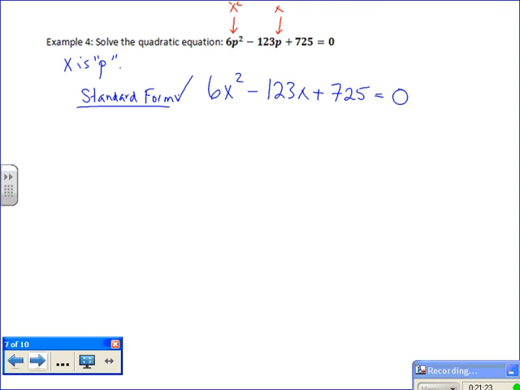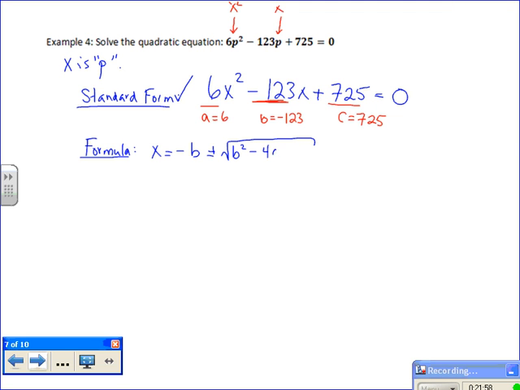And so again, I can figure out my a, b, and c value really quickly. Okay, a is equal to 6. There's b. B is equal to negative 123. Be careful. And c is equal to positive 725. So we've got some pretty big numbers here. And let's go ahead and use our quadratic formula. Okay, so x, or p, is equal to negative b plus or minus square root of b squared minus 4 times a times c, all divided by 2 times a.